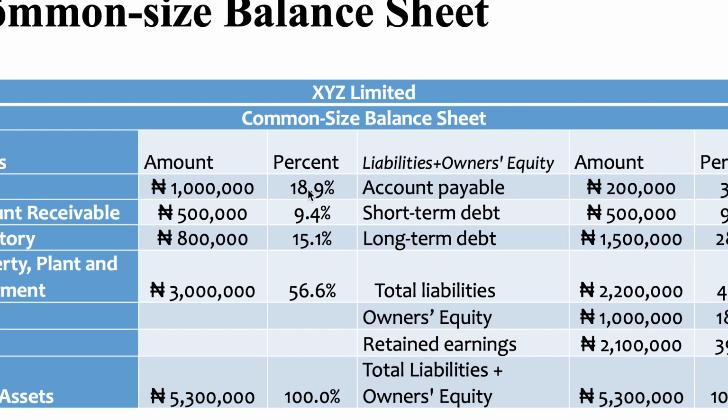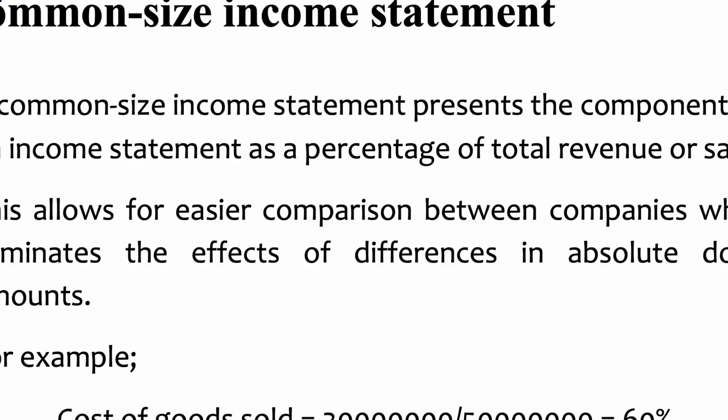So this is showing that the cash is 18.9% of the total asset. Account receivable is 9.4% of the total asset. Long-term debt is 28.3% of the total asset. Retained earning is 39.6% of the total asset. So this is how we compute common size balance sheet. We should take a balance sheet and try to do this computation one after the other. We will be able to appreciate how we do this computation.